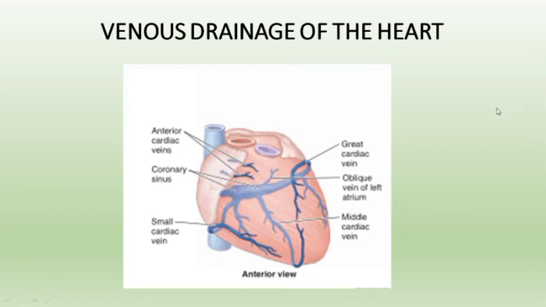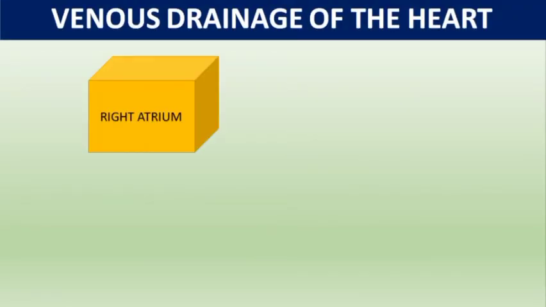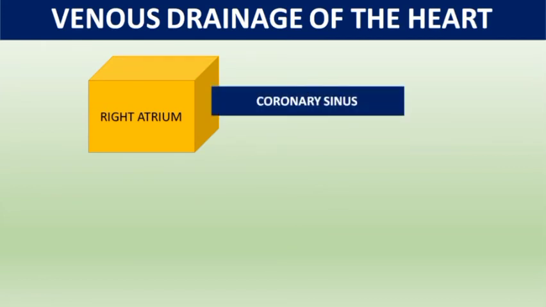Now let's draw it virtually. Let's see the venous drainage of the heart. This is the right atrium. This is the anterior part of the right atrium, posterior part of the right atrium. From the posterior part of the right atrium, there is this coronary sinus. This coronary sinus gets blood from all over the heart and drains into the right atrium, just like the superior vena cava draining from the upper half of the body and inferior vena cava draining from the lower half.